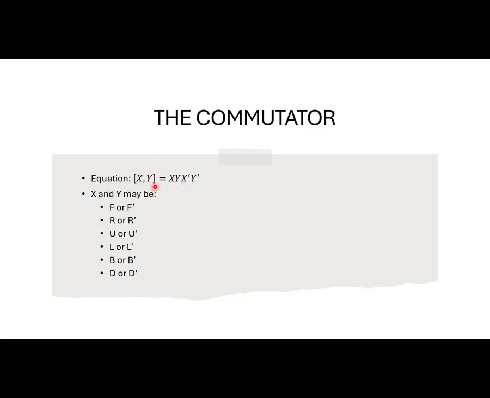This equation is called the commutator. It depends on two moves. It could be either F and R or R and U, whichever. What it does is that it first performs a move, then a second move, and then its inverse, the counterclockwise rotation of that move. In this sense, we rearrange some pieces. Why is this important? Because we rearrange some pieces, but we do not scramble the whole cube. That is the idea behind the commutator.